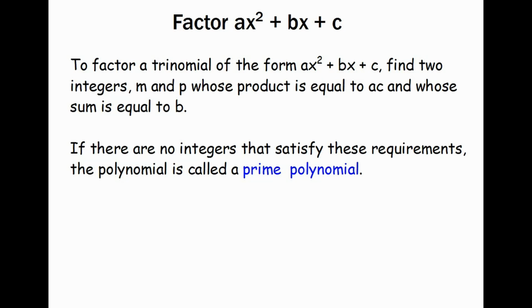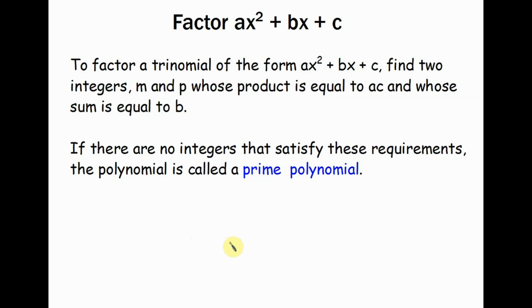To factor a trinomial of the form ax squared plus bx plus c, find two integers m and p whose product is equal to ac and whose sum is equal to b. There are different ways to do this, and I will share how I used to teach in Korea. My students called it Miss Kim's method, but I did not make this strategy. I'm just sharing how I would use it to solve it.